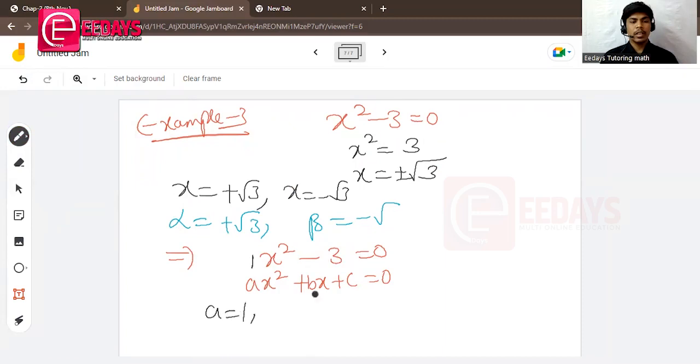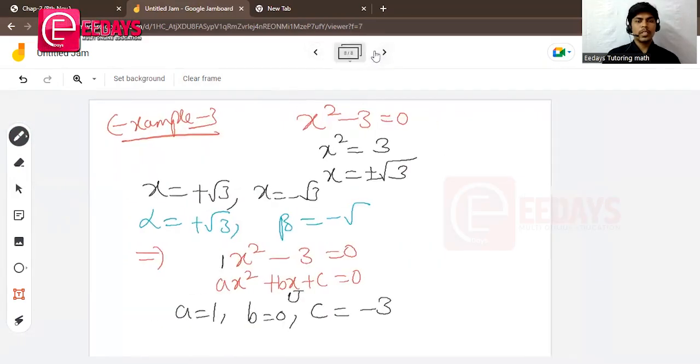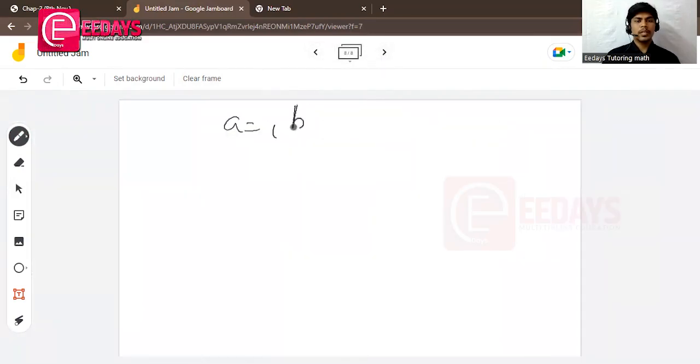So a is equal to 1. b is nothing but the x coefficient. There is no x coefficient in the question, only x square and 3 are there. That is why b is equal to 0. c is equal to minus 3. Okay, I think you'll get some idea, right? So let's write it here. a is equal to 1, b is equal to 0, c is equal to minus 3. Now let's verify with the sum of zeros.